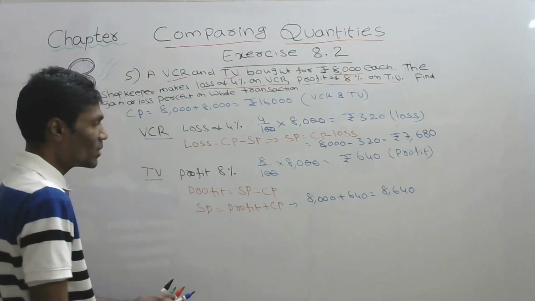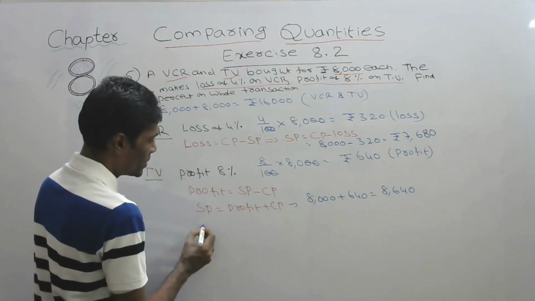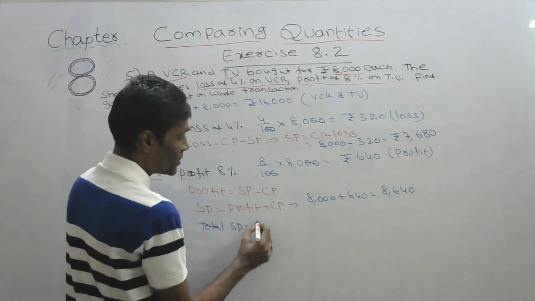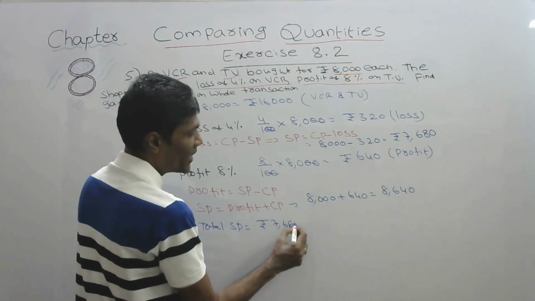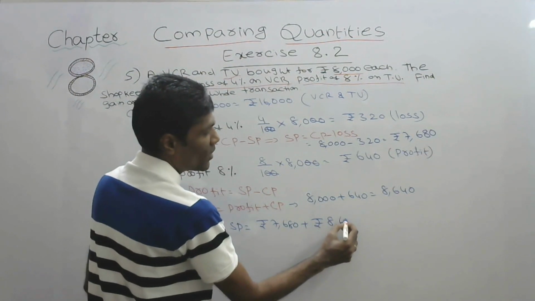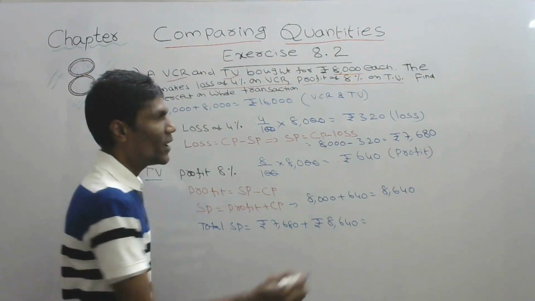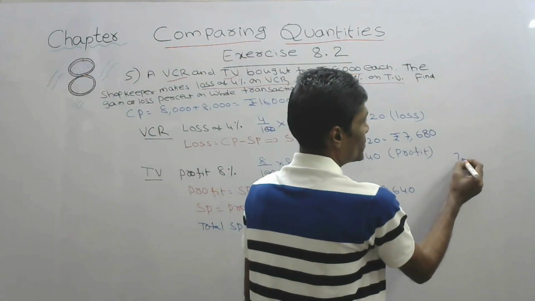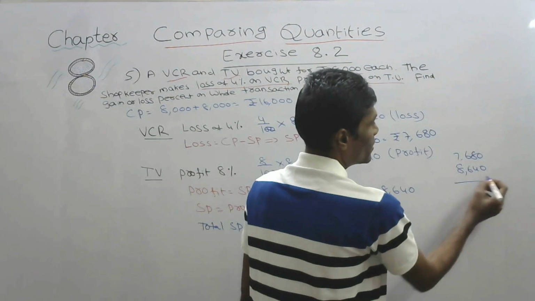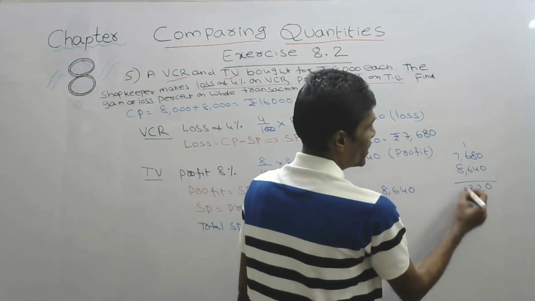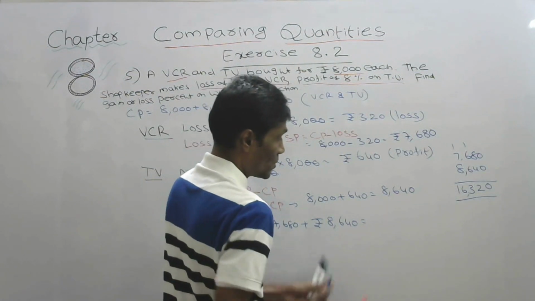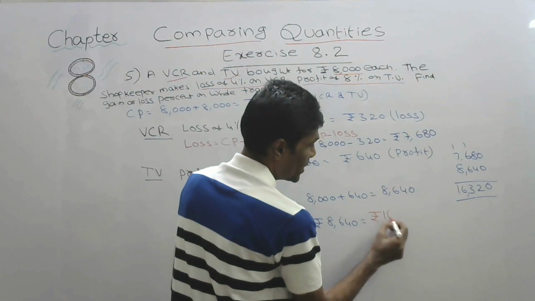So what is the total selling price now? The total selling price will be 7,680 plus 8,640. If you do the addition, 7,680 plus 8,640 gives 16,320. The total selling price is 16,320.